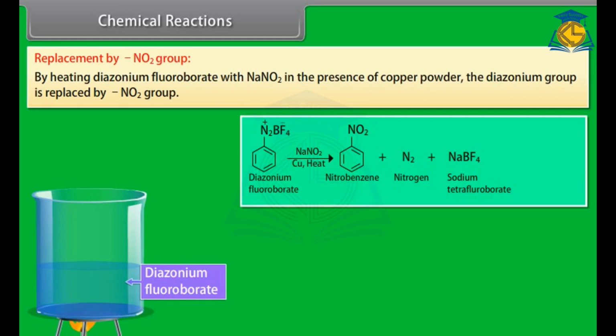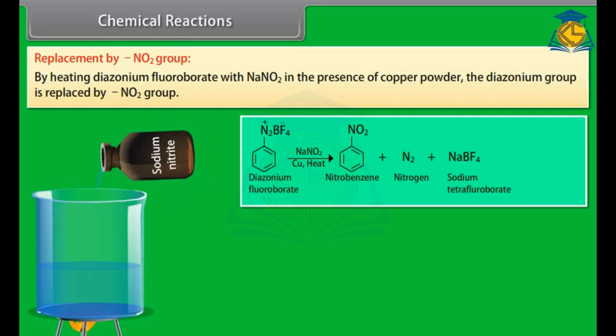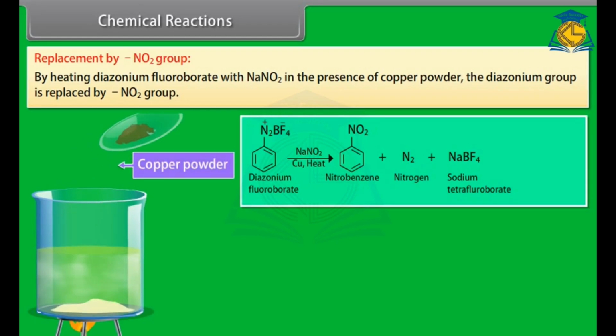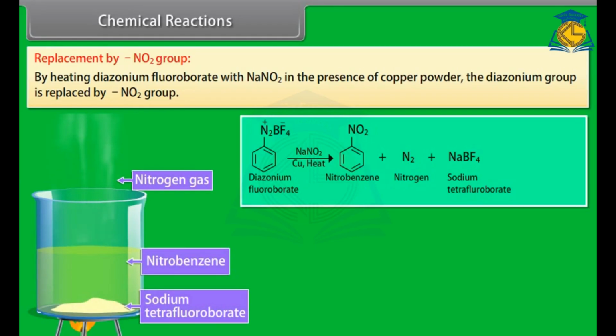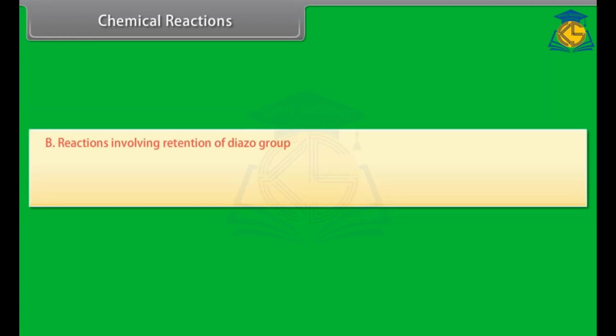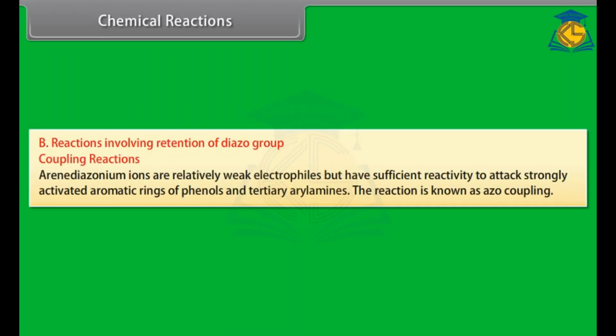By heating diazonium fluoroborate with sodium nitrite in the presence of copper powder, the diazonium group is replaced by nitro group. Reactions involving retention of diazo group. Coupling reactions. Arene diazonium ions are relatively weak electrophiles but have sufficient reactivity to attack strongly activated aromatic rings of phenols and tertiary arylamines. The reaction is known as azo-coupling.